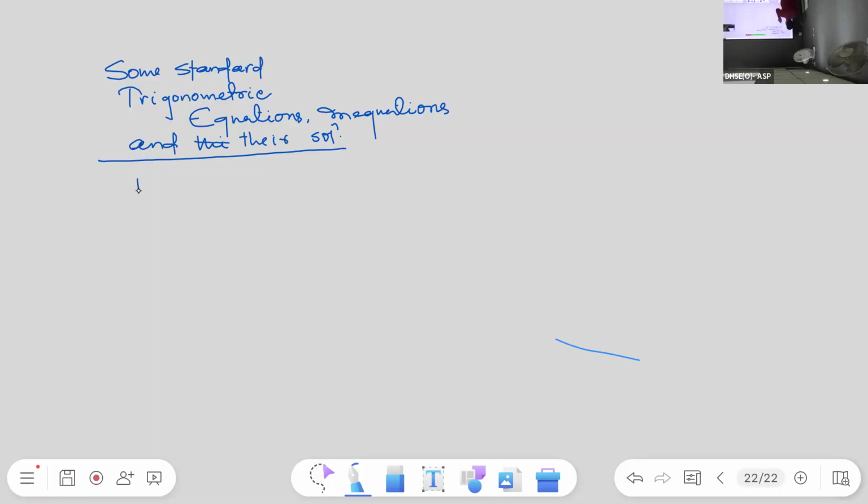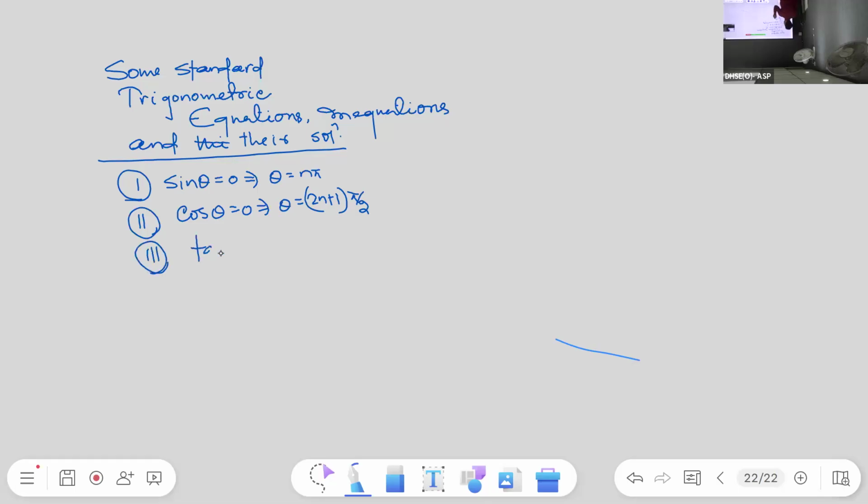So write down. First one is sin theta is equal to 0, implies theta is equal to n pi. Cos theta is equal to 0, implies theta is equal to (2n plus 1) pi by 2. Tan theta is equal to 0, implies theta is equal to n pi. In each case, n is an integer, n belongs to Z.